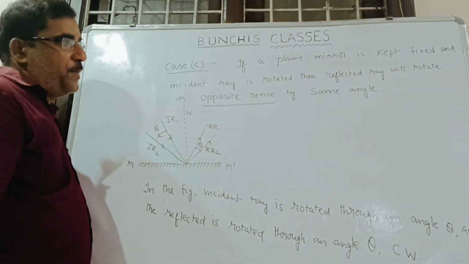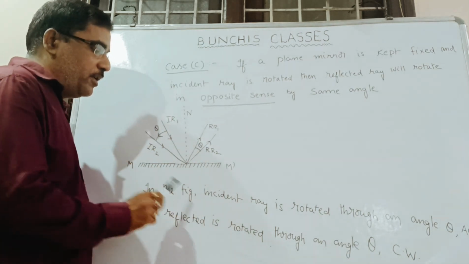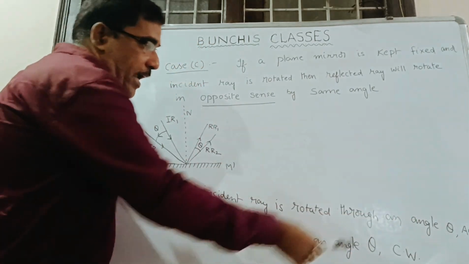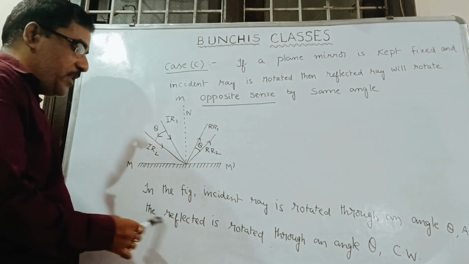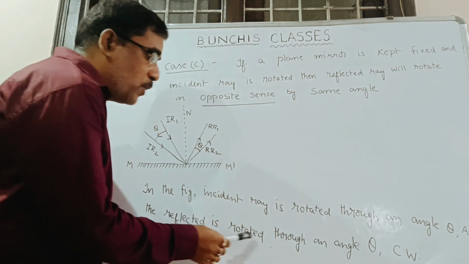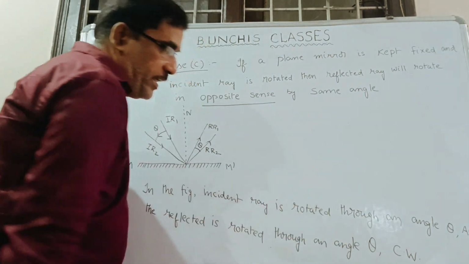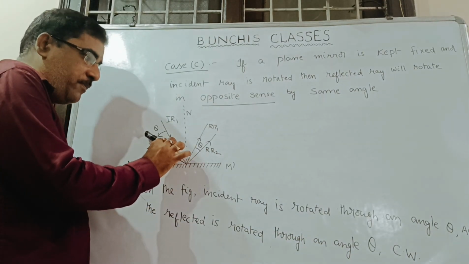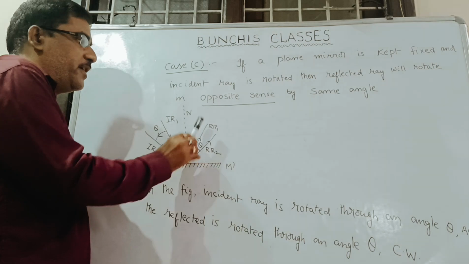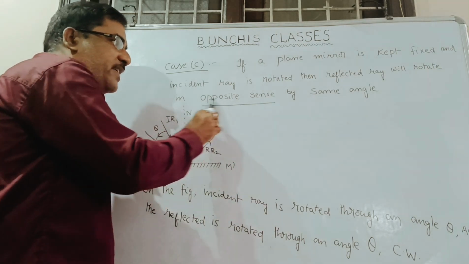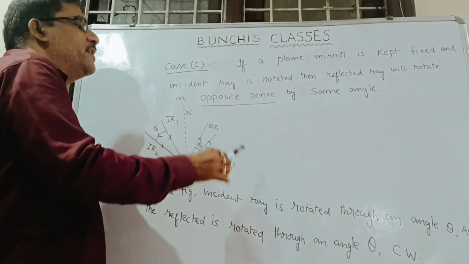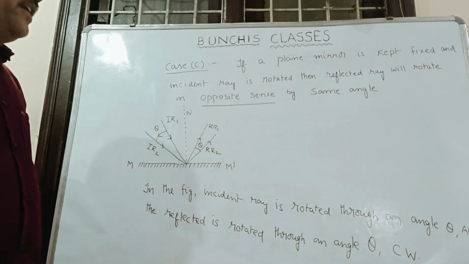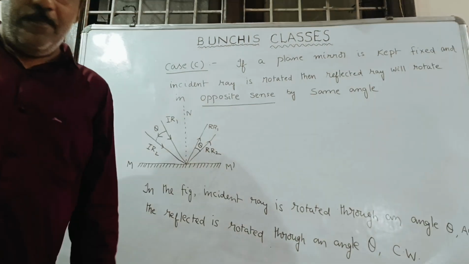So that is what we have to observe here. In this figure, the incident ray is rotated through an angle theta anti-clockwise. The reflected ray is rotated through an angle theta in the clockwise direction. That means this is anti-clockwise, and this will be clockwise direction. That is nothing but the opposite sense. The reflected ray is rotated in the opposite sense. Remember this point. Pause the video and note the concept.